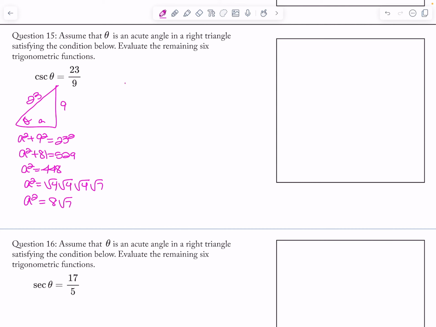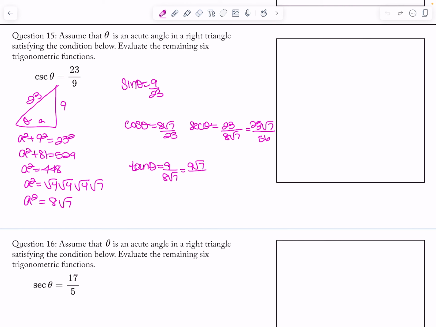So I have cosecant, so sine of theta is 9 over 23. Cosine of theta is 8 root 7 over 23. So secant of theta is equal to 23 divided by 8 root 7. So that's 23 root 7 over 56. And then tangent of theta is 9 over 8 root 7. So that's 9 root 7 over 56. And then cotangent of theta is 8 root 7 over 9.